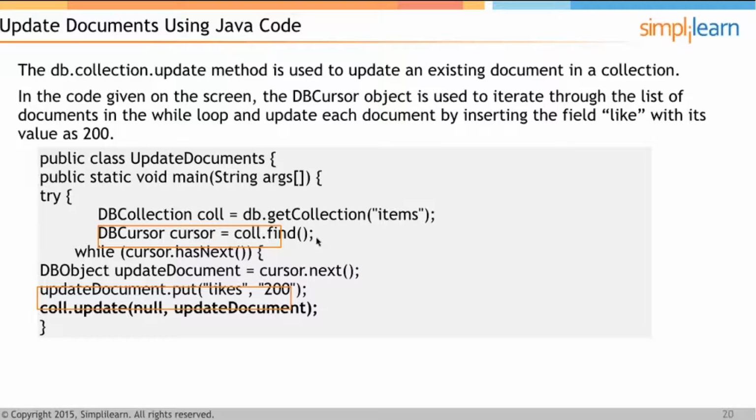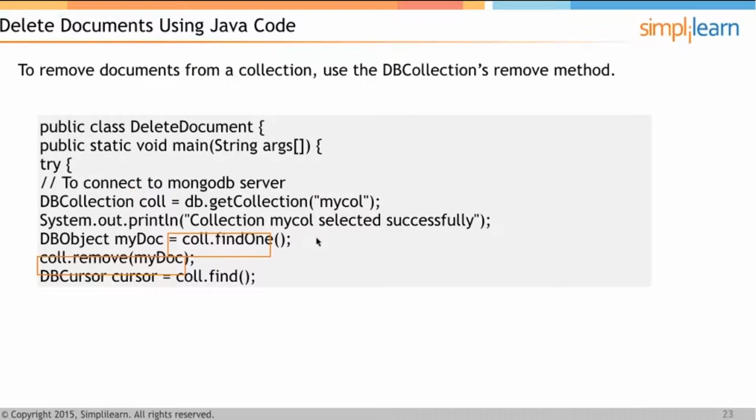And then I can do coll.update. Please remember this is the collection which is items. I can give the first parameter as null and the second parameter as update. Null will keep whatever was earlier in the document, and the next parameter will add whatever key values I've set into the document. Now we've seen how to create it, how to insert it, how to update it.